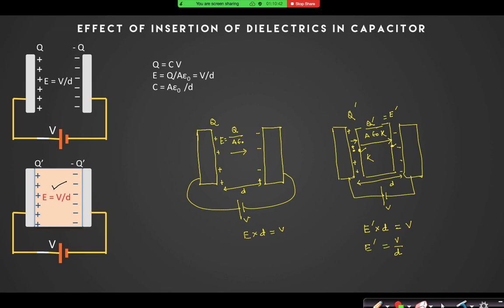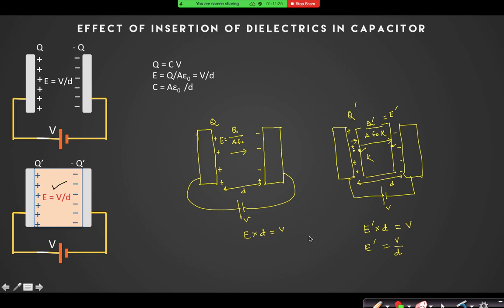Sir, then you are saying that Q dash is greater than Q. Definitely. Yes. So now what is changing? Q prime is changing. Why is Q prime changing? Because previously the electric field was Q by A epsilon naught. Now the electric field is Q prime by A epsilon naught into K. So if the electric fields are the same, then the relation between Q and Q prime is very simple: Q by A epsilon naught is equal to Q prime by A into epsilon naught into K. Yes or no? Yes.